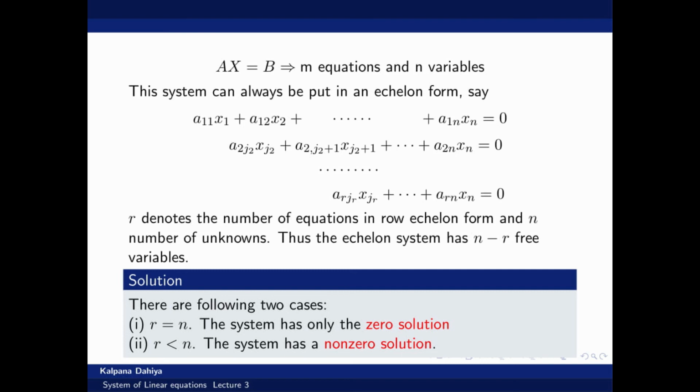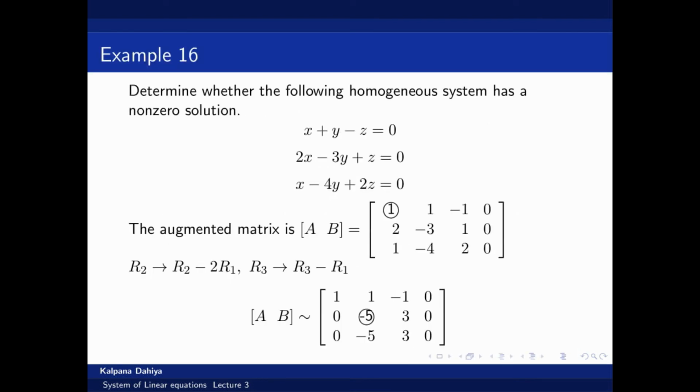So we have the following two cases about the solution of this system. If r equal to n, that is, after reducing the system to echelon form, the number of equations is equal to the number of variables, then the system has a unique solution, and that solution is the 0 solution. If the number of equations is less than the number of variables, then the system has a non-zero solution, and in this case we actually have infinitely many solutions.